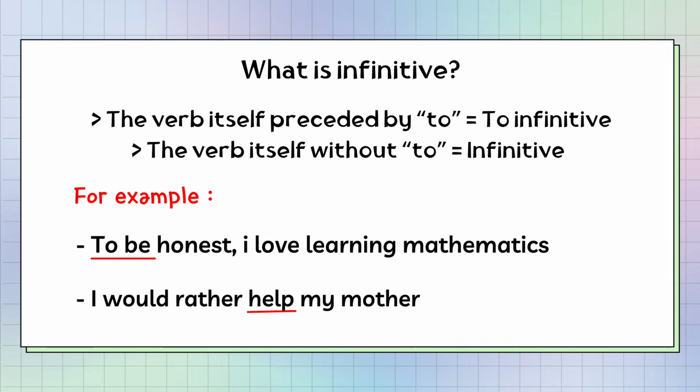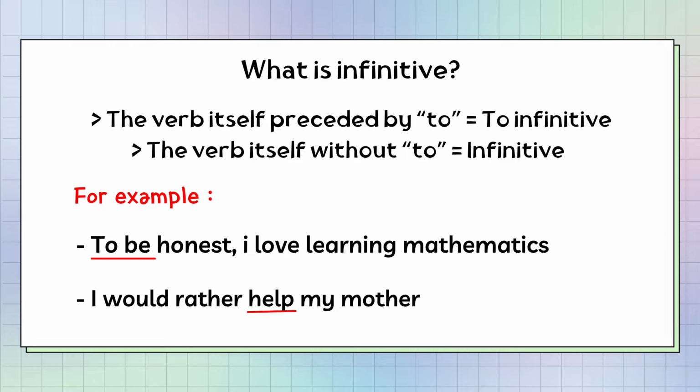Okay everyone, now we move to the next explanation, which is about to infinitive. So we have to know first what to infinitive is, or the definition of to infinitive. So the verb preceded by to is called to infinitive, and the verb without to is called infinitive.